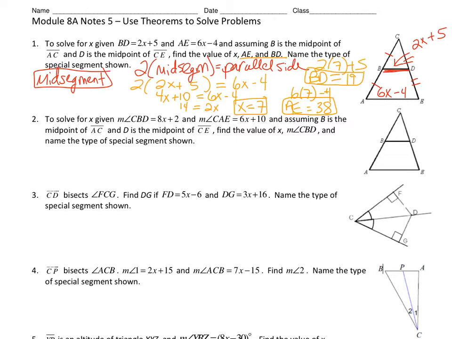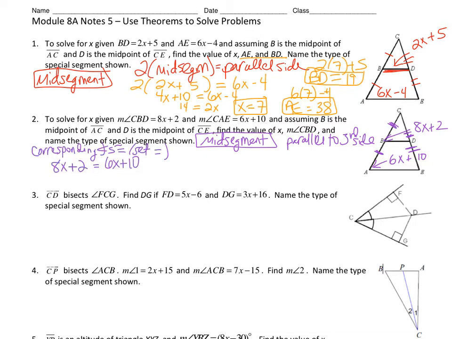On to number 2, the angle of CBD is 8x plus 2, and the angle of CAE is 6x plus 10. Again, B is the midpoint of that side, and D is also the midpoint, so we know this is the mid segment. If we have a mid segment, that means it's parallel to the third side in the triangle. If the two lines are parallel, then this is the transversal and we have corresponding angles, and the corresponding angles will be congruent to each other.